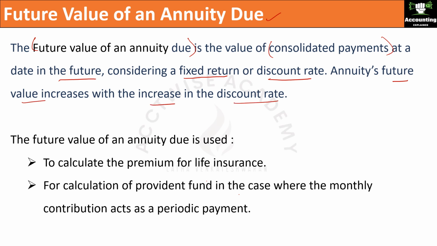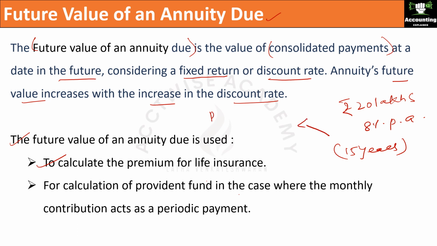See this example. The future value of an annuity is used to calculate premium for life insurance. Suppose you want to insure your life for rupees 20 lakhs and the prevailing discount rate in the market is 8% per annum, and you want to insure it for 15 years or till your demise. How much premium do you have to pay now?